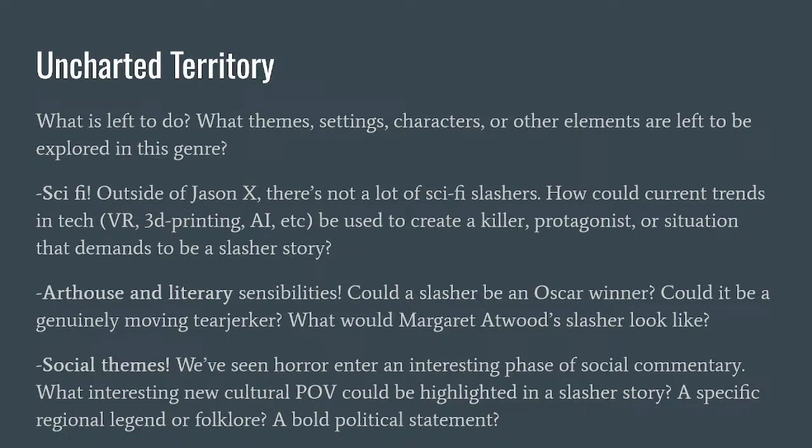What would Margaret Atwood's slasher look like? So ask questions like, what would it look like if this author, who would never write a slasher, actually did one? What sensibility would they bring to it? What perspective? What new POV? What new folklore or cultural element could be highlighted in this? Social themes are big in horror nowadays. We're in an interesting phase of social commentary when it comes to horror thriller. What interesting new POV could be highlighted in a slasher story, or a specific regional legend or folklore, or some sort of political statement that you could make?